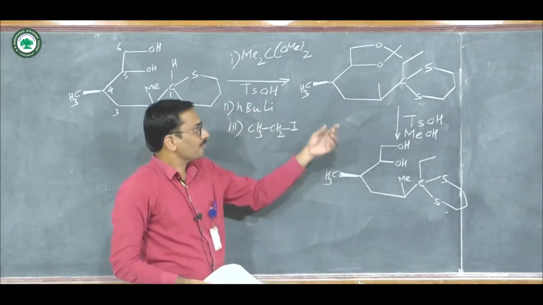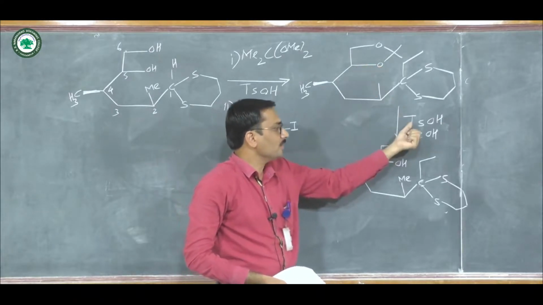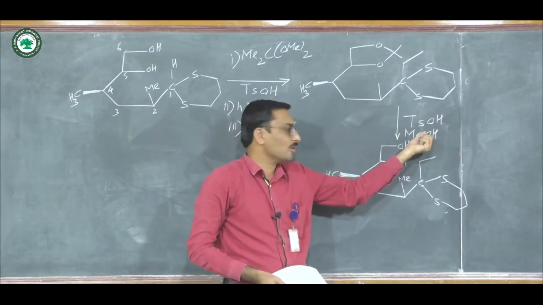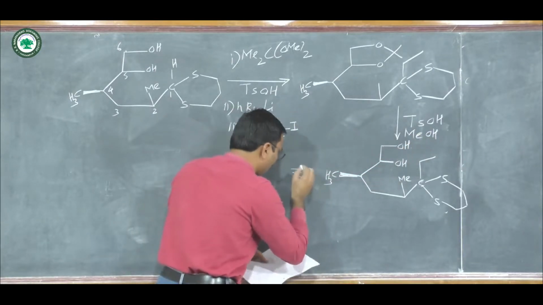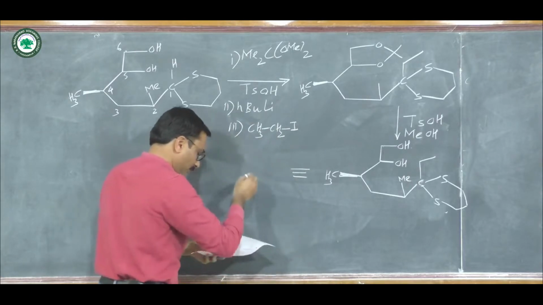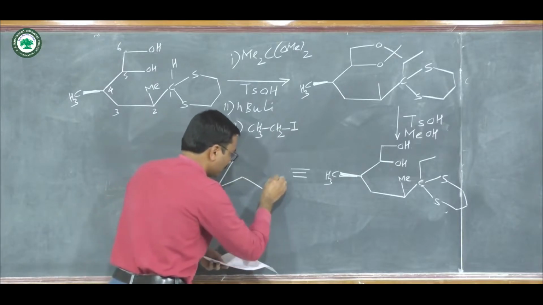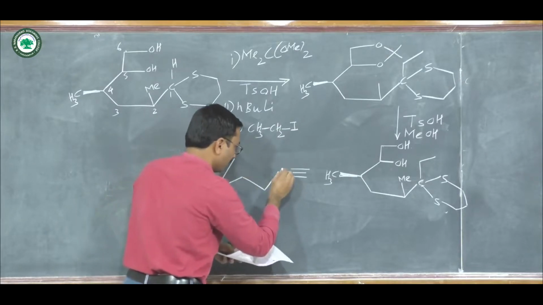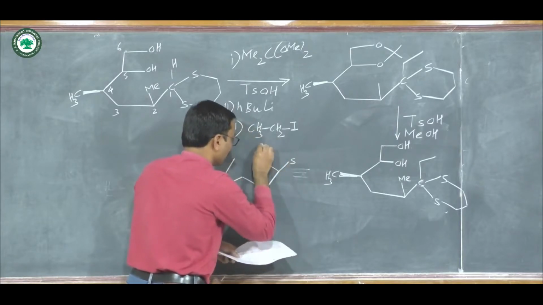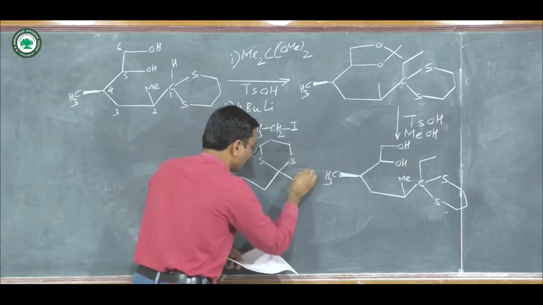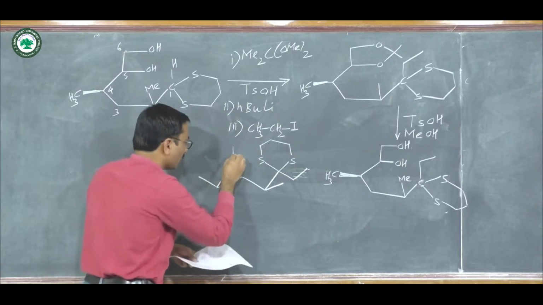Look at the next step. This protected diol can be deprotected using para-toluenesulfonic acid and methanol, and there is formation of this type of diol. So we can write the structure of the diol in this way. Here we have two methyl groups.